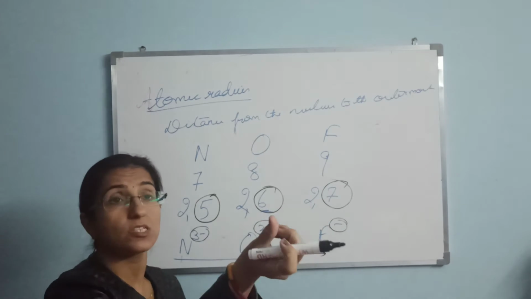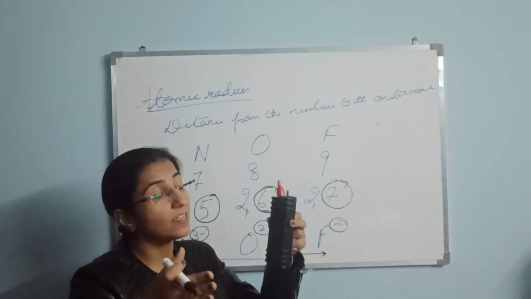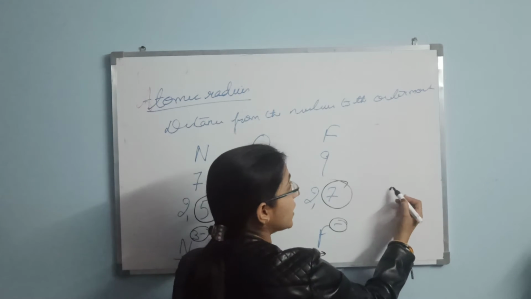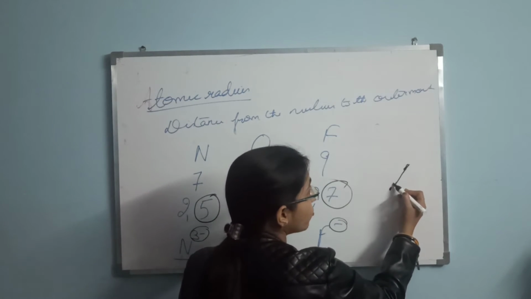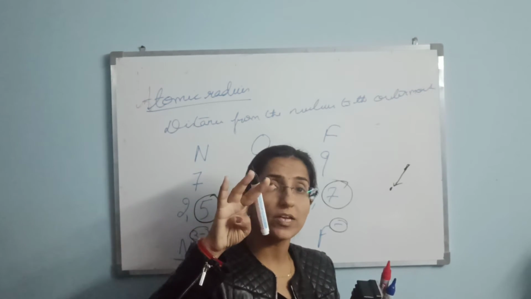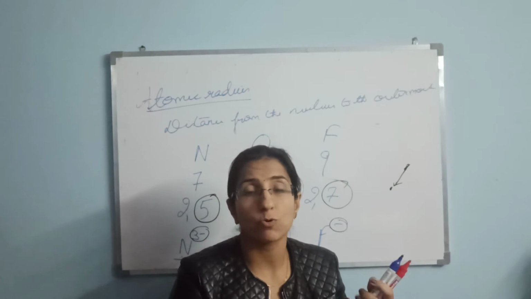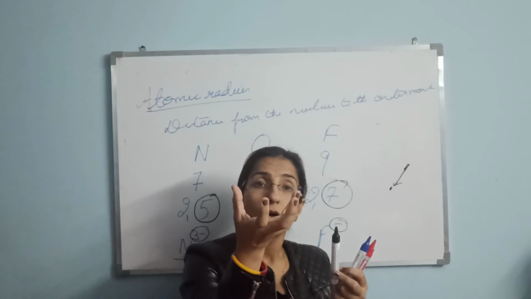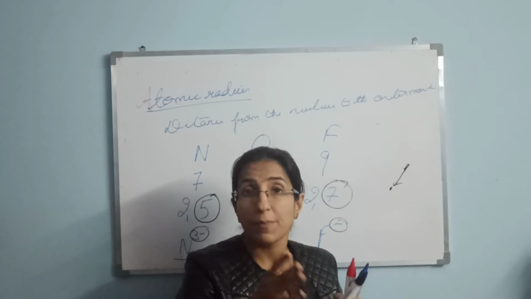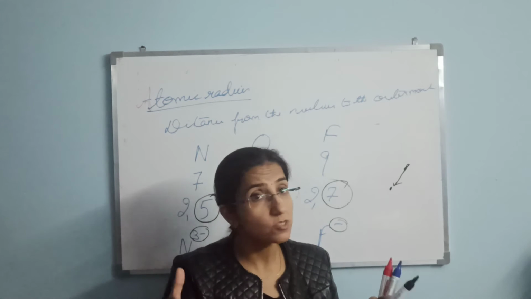If there are 7 electrons pulled towards the nucleus, then definitely the distance between the nucleus and the outermost shell is going to decrease. If this is the nucleus and we have 7 electrons in its outermost shell, the nucleus is going to attract those 7 electrons, and because of that the pull of electrons towards the nucleus is going to increase.